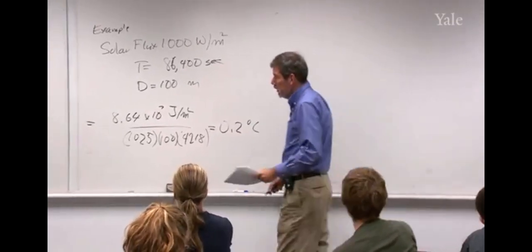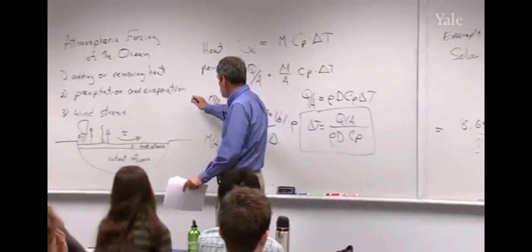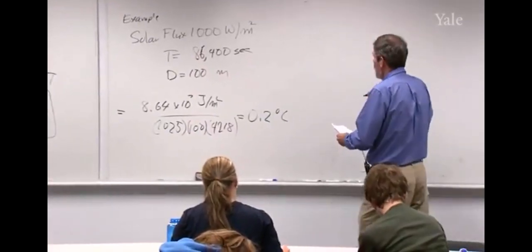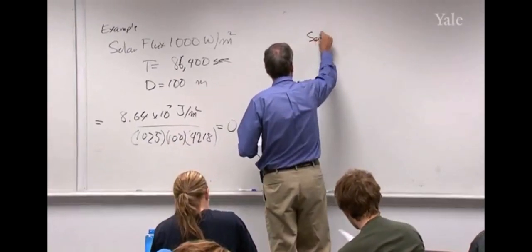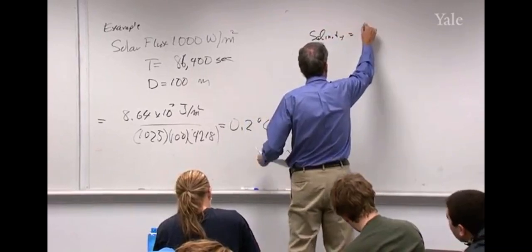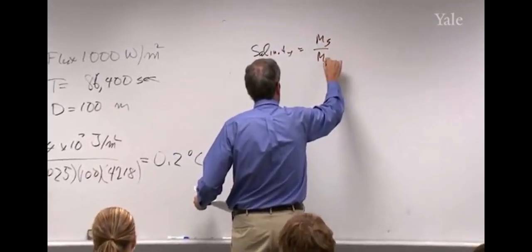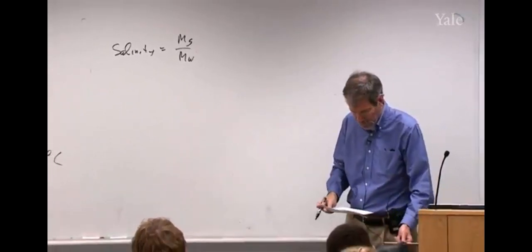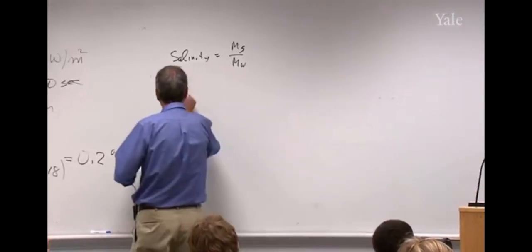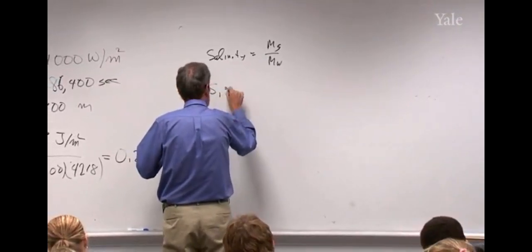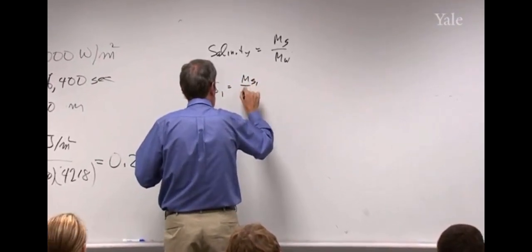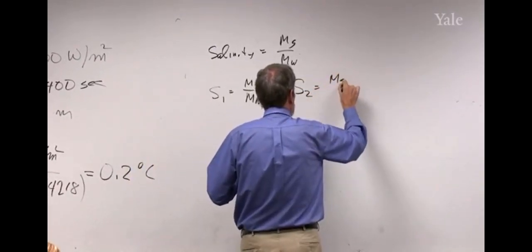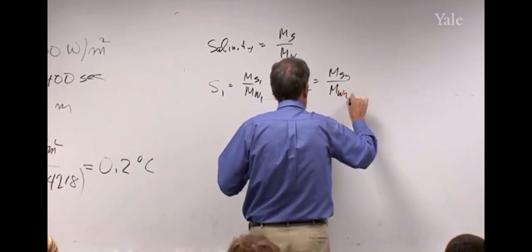Now, the next one will be number 2. This is a little trickier. Let me define the salinity as the mass of the salt over the mass of the water in any particular sample that you have. I'm going to be looking at change, so I'm going to define salinity at time 1 as being the mass of salt at time 1 over the mass of water at time 1, and salinity at time 2 as being MS2 over MW2.